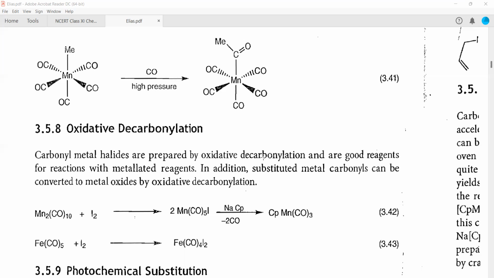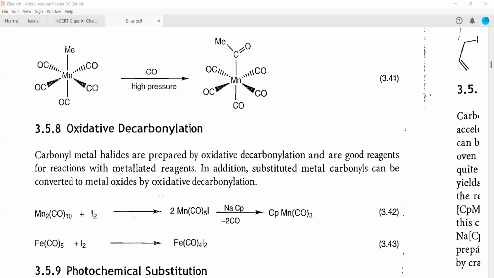What does this word mean? Decarbonylation is very simple and straightforward. It means you are kicking out the carbonyl ligand. Decarbonylation, you are removing carbonyl. But what is oxidative? Whenever there is oxidative or reductive, all of these terms tell about the oxidation state of the metal center. For example, here the oxidation state of the metal center is 0. The oxidation state of the metal center in this entity after treating with iodine is +1. So there is an oxidative process. So the first process is an oxidative process, right?